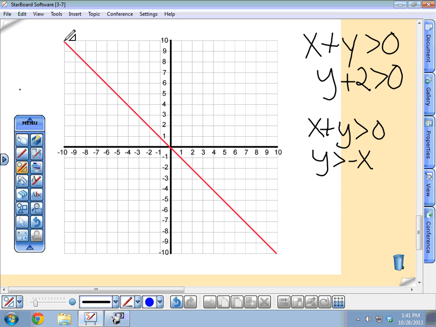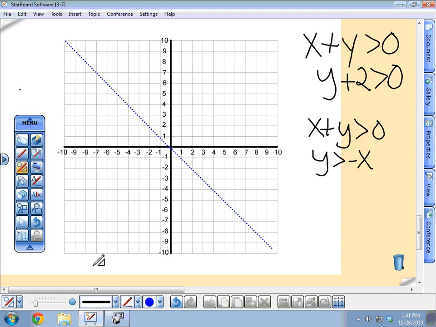Crystal, which side am I going to shade, above this line or below this line? And I'm sorry, let me really quick, I don't want to confuse you. Notice that this is not equal to, it's just a greater than sign. So I'm going to change that so that you can see that it's a broken line. That will be helpful.